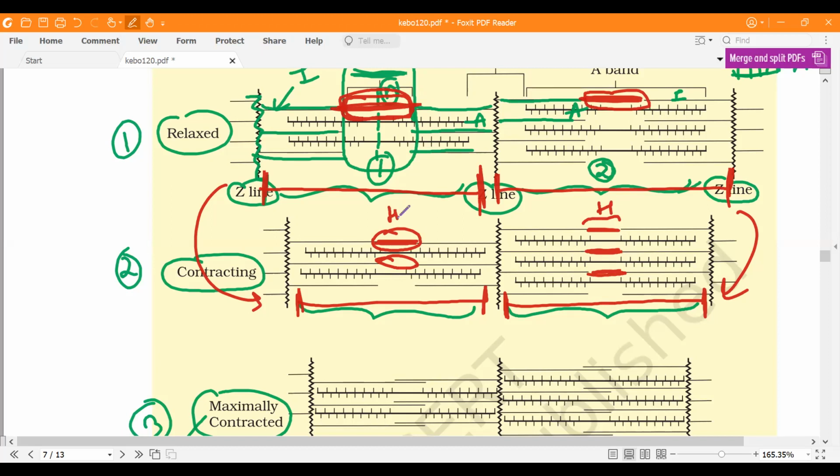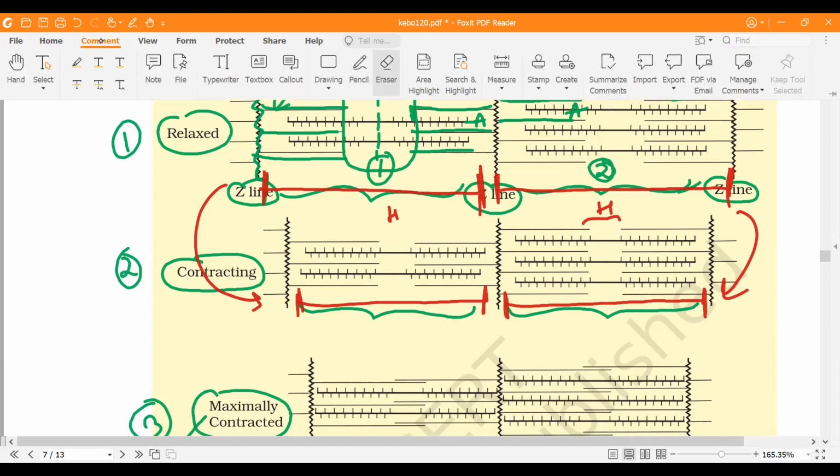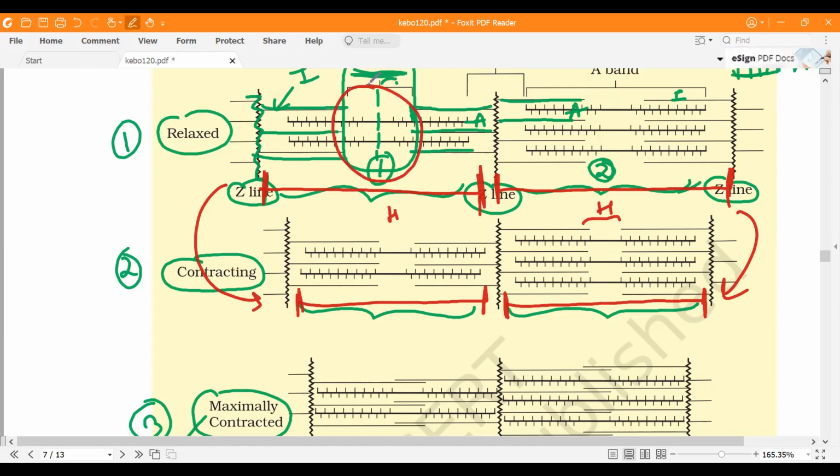Why? Because the I band during contraction is covering the A band to a greater extent. If you compare this region and this region, you'll get an idea that the I bands have come closer. These I bands have moved in this direction because the distance between two Z lines has decreased. So the I bands have moved closer to one another.